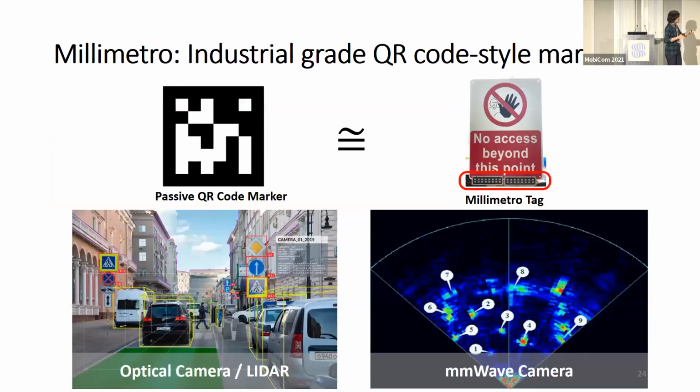So yeah, if you step one layer higher, you can think of Millimetro as industrial-grade QR codes, but now in the RF domain. So these RF coded markers could work in different lighting or weather conditions, and we can preserve that centimeter-level accuracy at much longer ranges than QR codes.